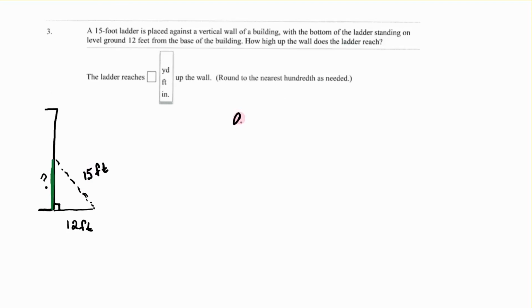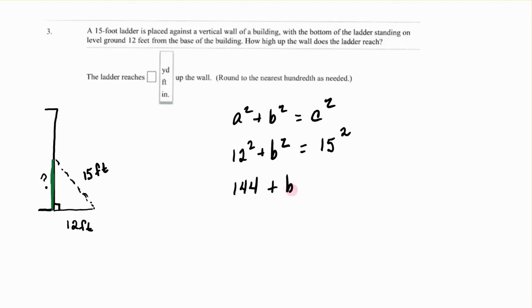So if I write down A squared plus B squared equals C squared, 15 feet is C. So 15 squared goes over here. It does not matter which one you call 12. You can say A is 12, and that means I'm looking for B. All right, we have a little bit of algebra to do here. First, I'm going to square the numbers. 12 squared is 144, plus B squared is equal to 15 squared, which is 225.